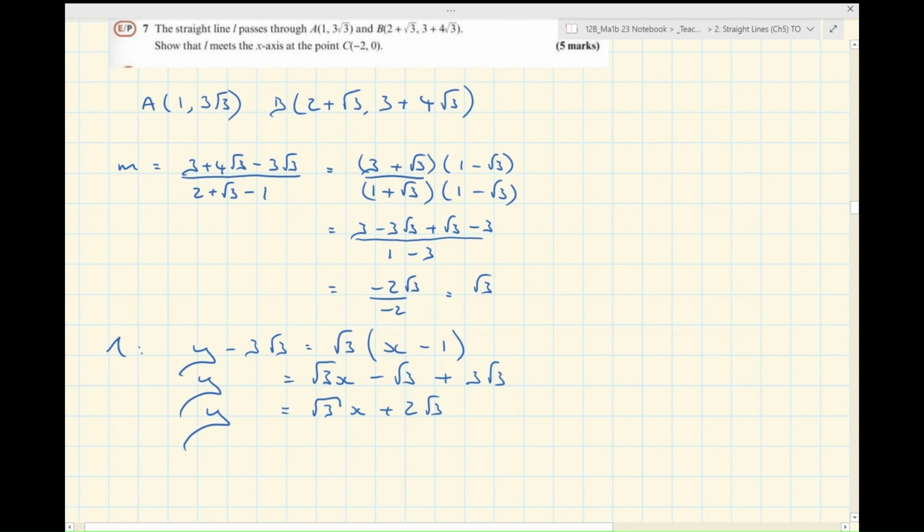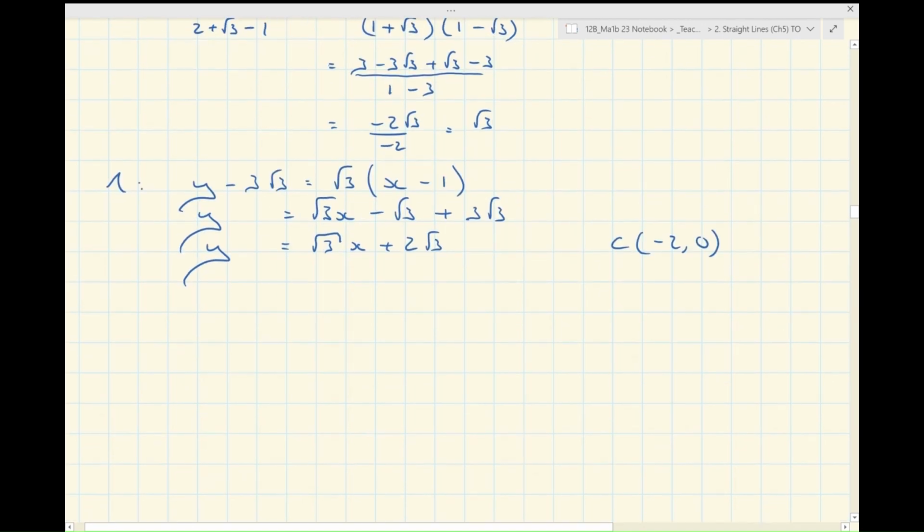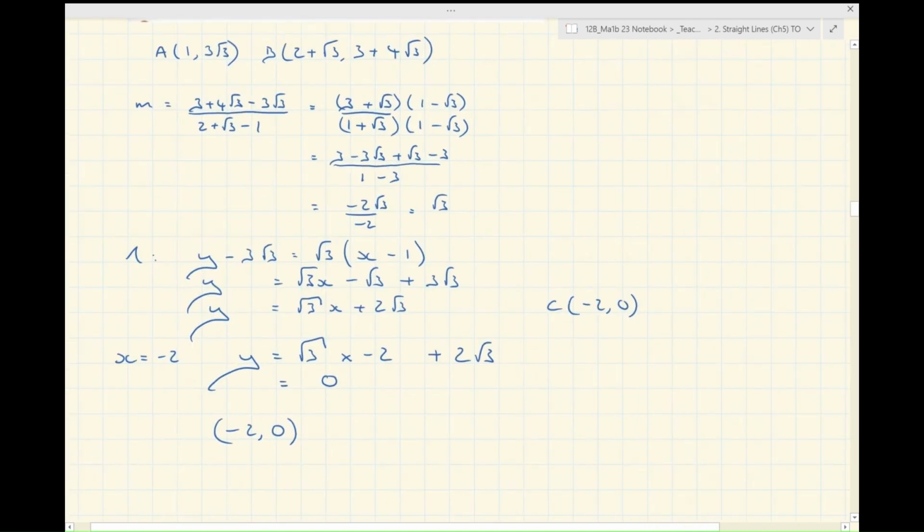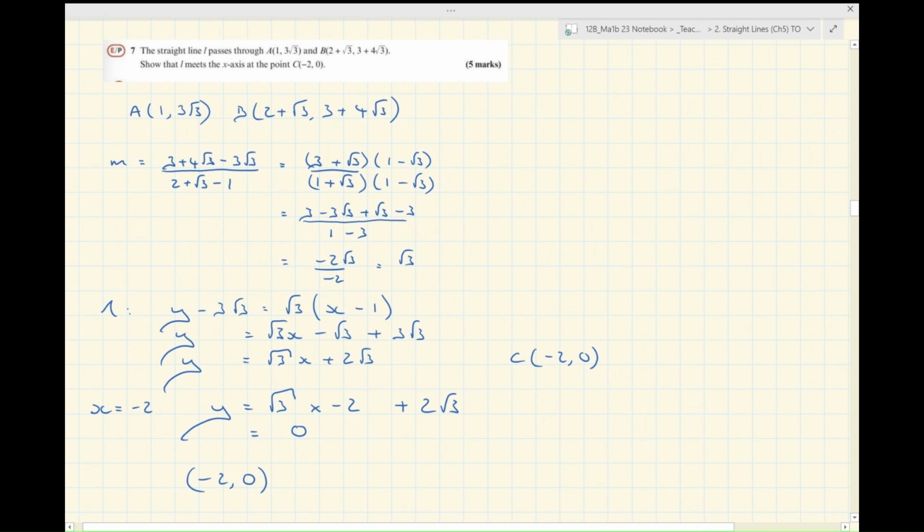Okay, now I'm asked to show that this line meets the x-axis at the point C, minus 2, 0. So if I substitute in x is minus 2, I'm hoping I'm going to get a y-coordinate of 0. So let's try that. x is minus 2. That will mean that y equals root 3 times minus 2 plus 2 root 3. And lo and behold, that is 0. So my line does go through the point minus 2, 0, and that is where the line crosses the x-axis.